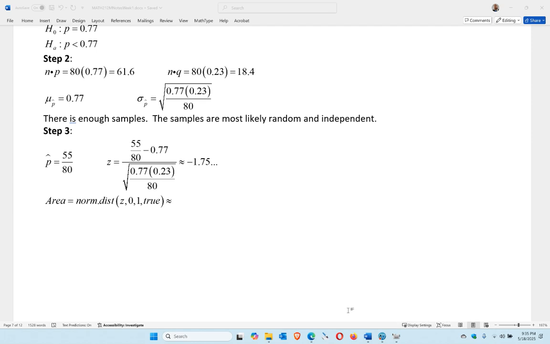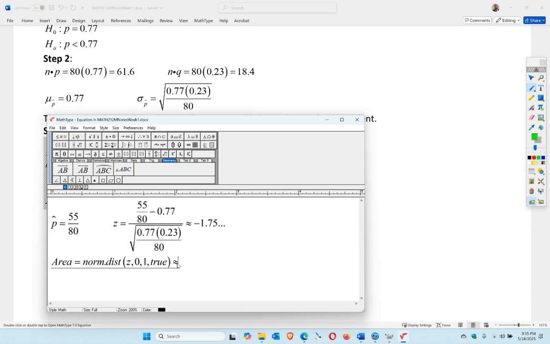0.039764. 0.03964, is that what I said? I believe that's what I said. Dot, dot, dot. So that area is also known as the p-value, the probability value.